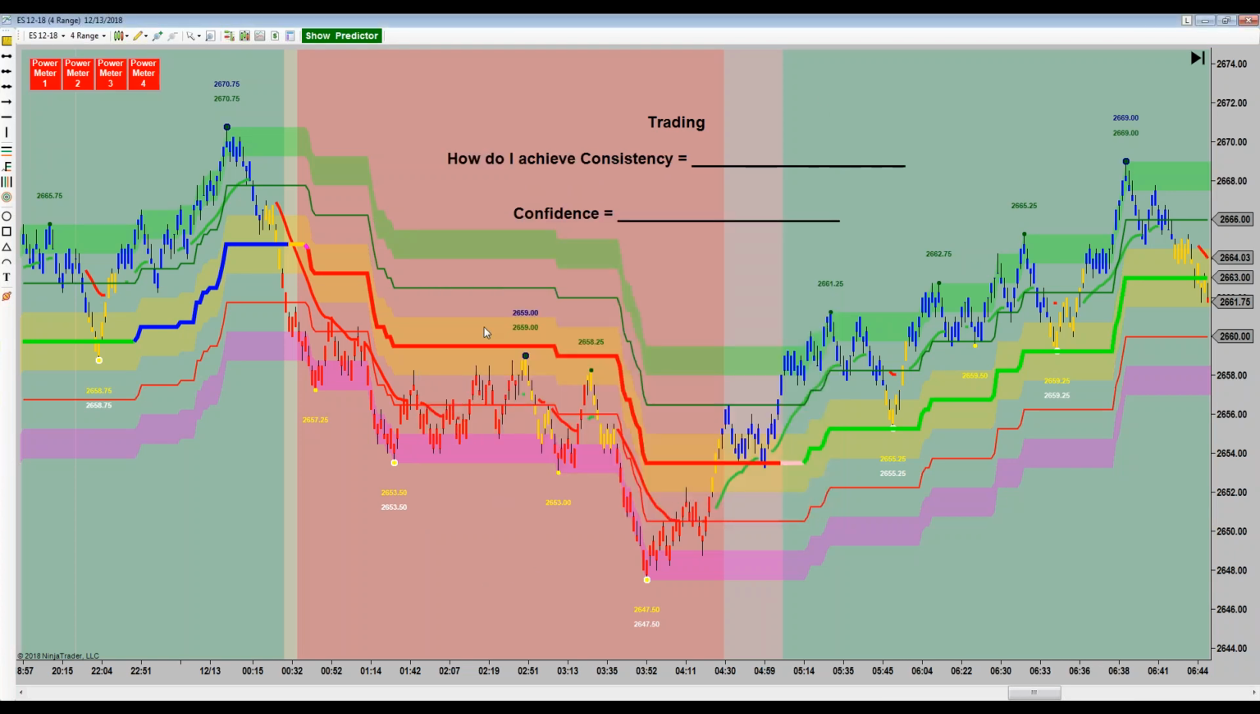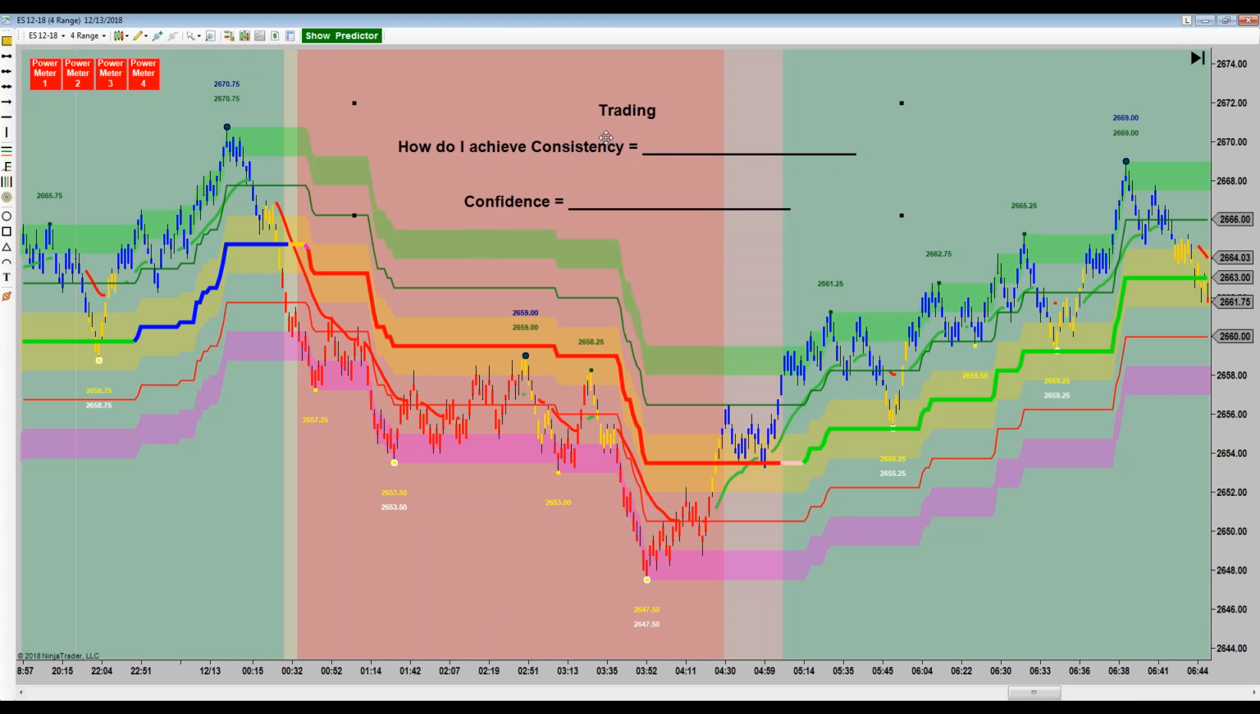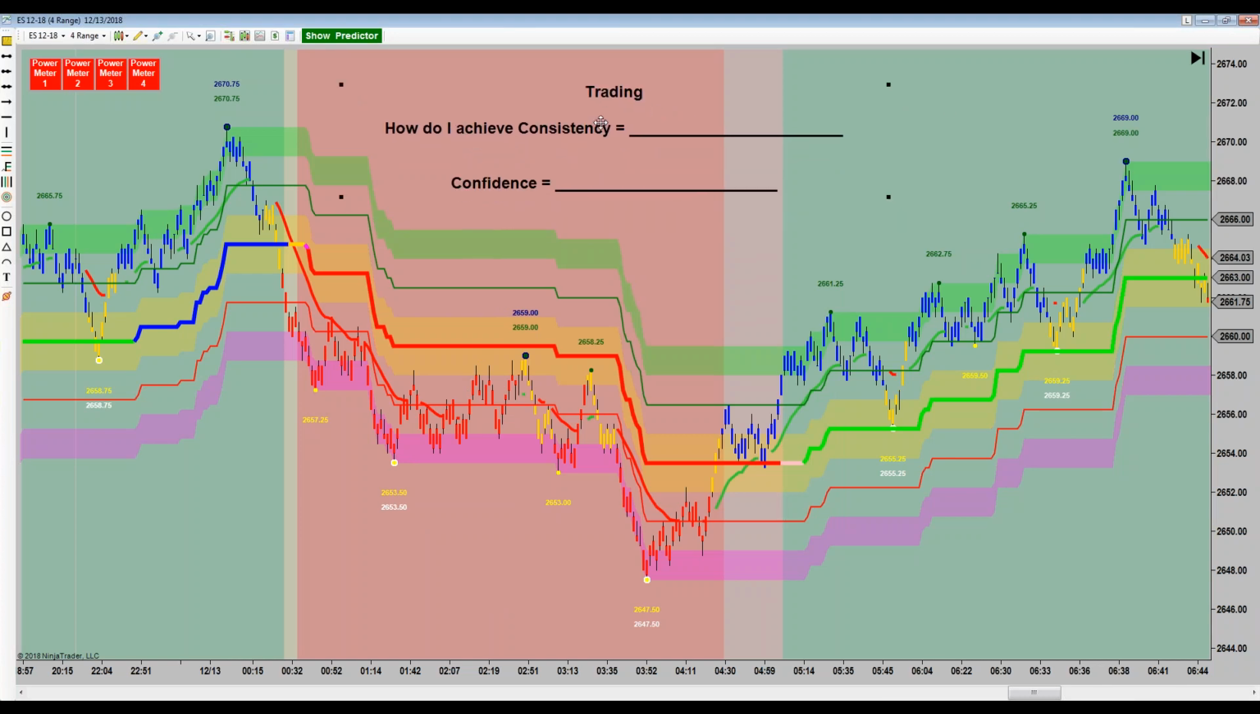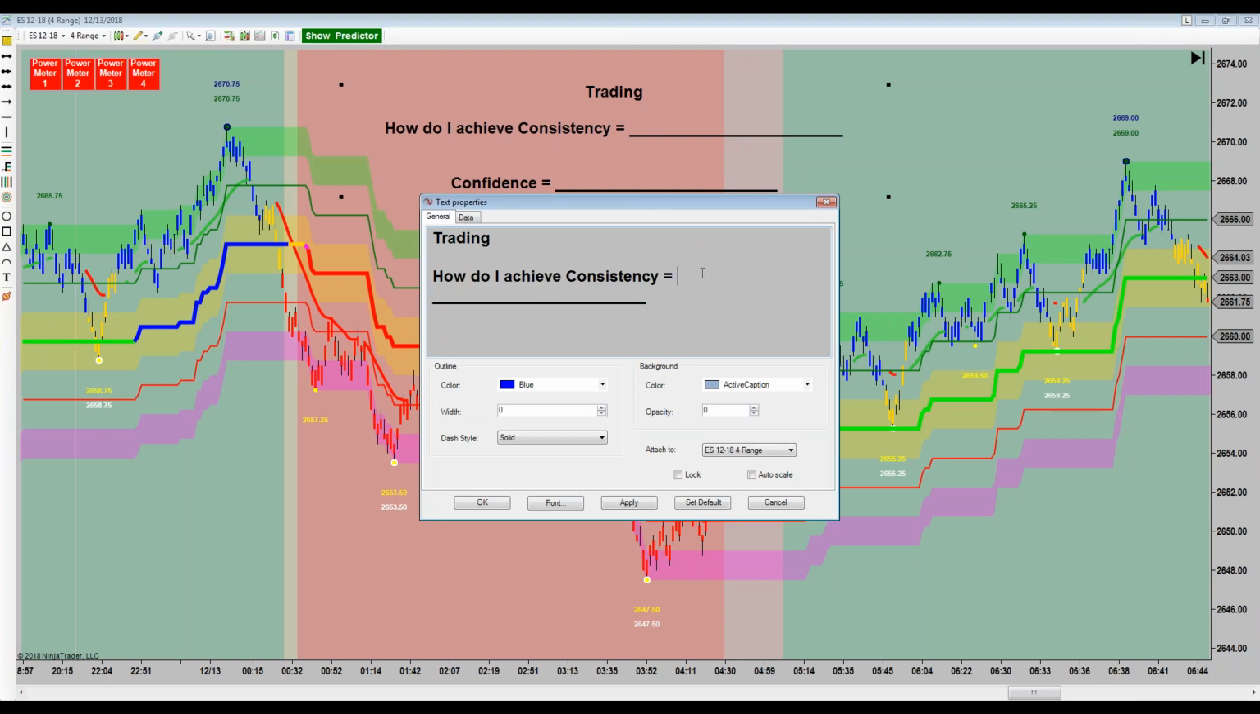Well, let's think about some things that affect consistency. Would you say the instrument that you trade would have an impact on consistency? So let's go ahead and type that in. Okay, let's make that one of our first things. How do I achieve consistency? Well, let's put some bullet points under here. Pick the right instrument. Think that has something to do with it?